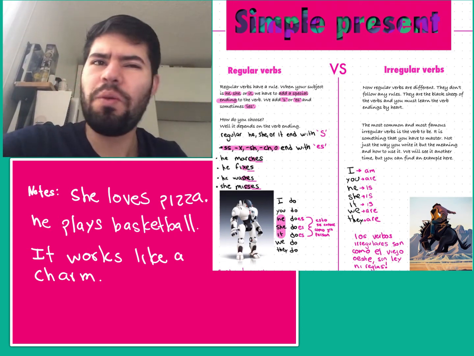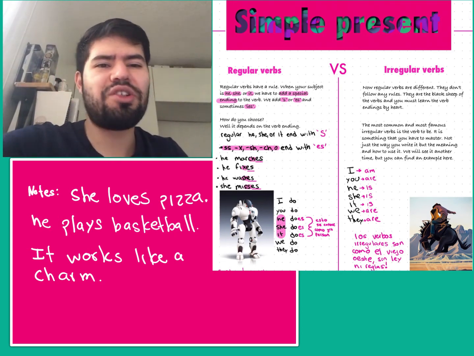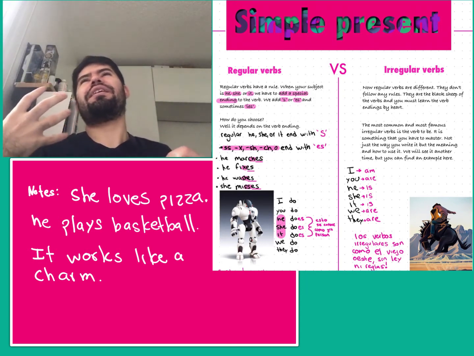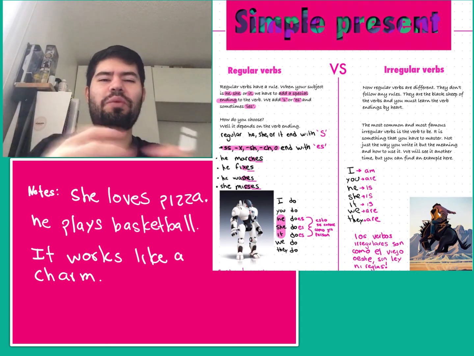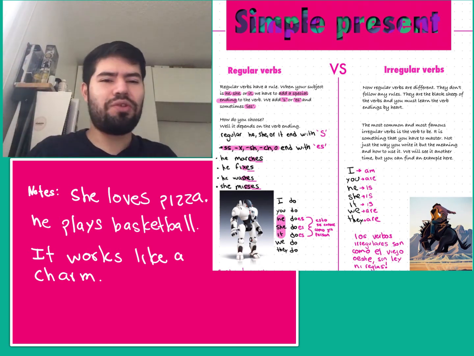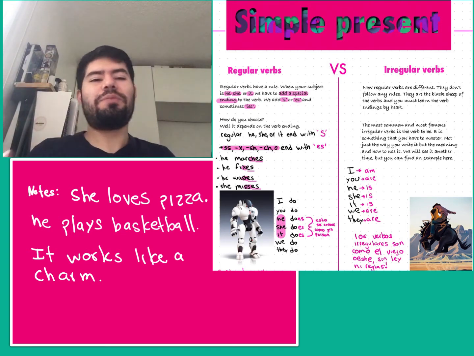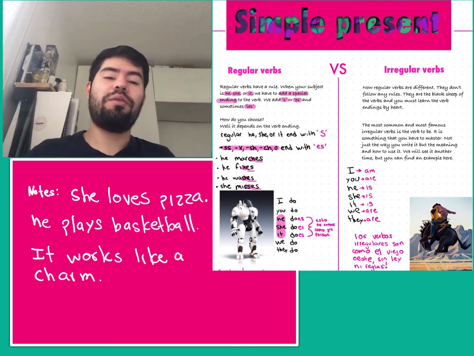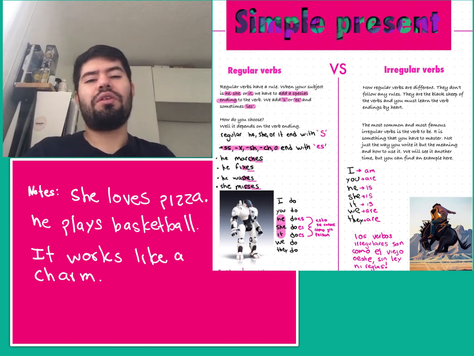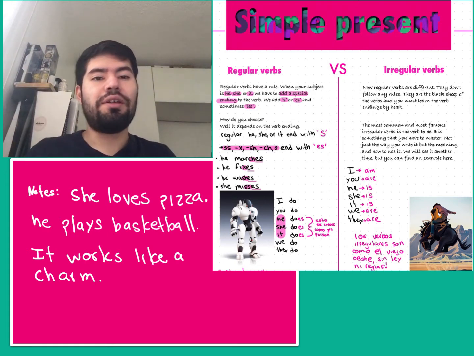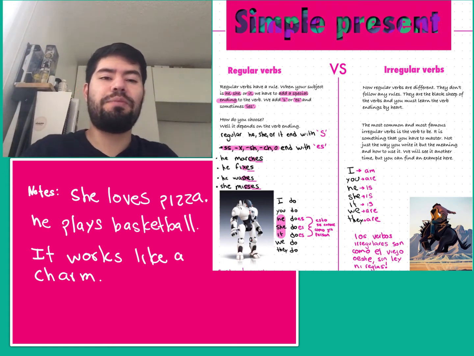Now, what does that mean? It works like a charm. A charm es un dije o un encanto. Entonces significa, it works like a charm, significa que siempre funciona. Funciona maravillosamente. He plays basketball. The subject he is for males, so, he, él. He plays basketball. And she, ella, she loves pizza.